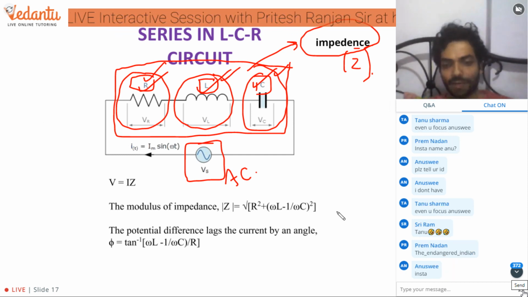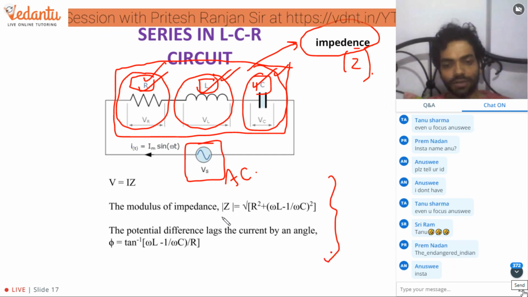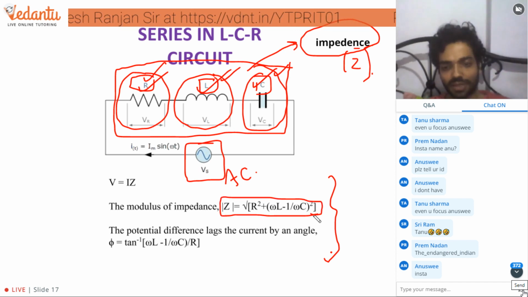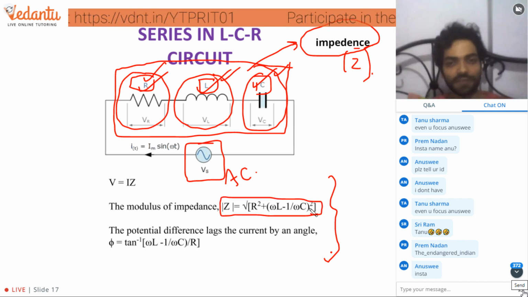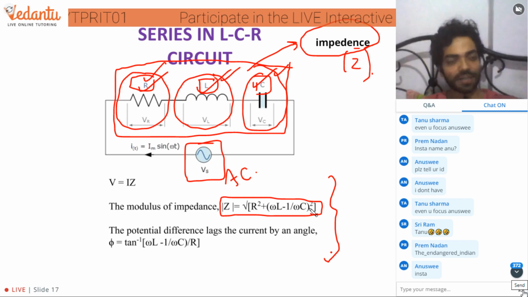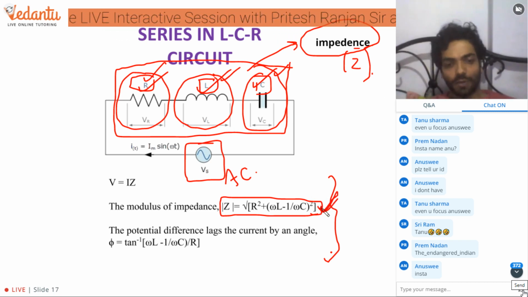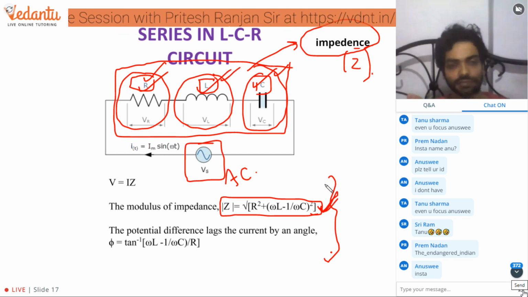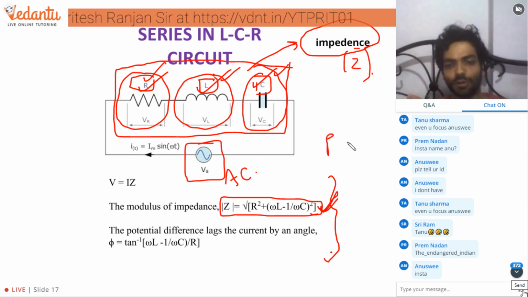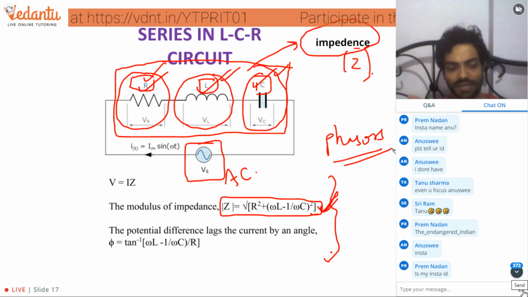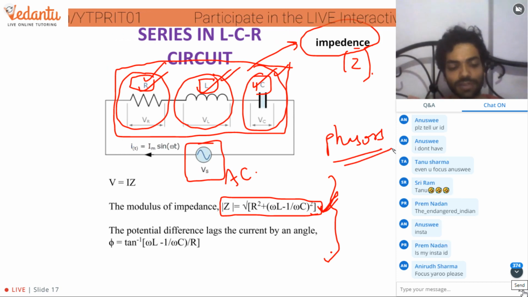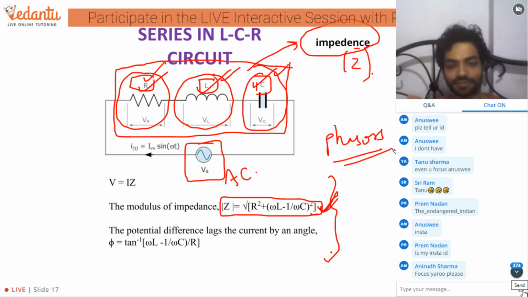Again, I am repeatedly telling you about all these equations. Although I have written them over here, it's not possible to cover everything in a single session. This is a basic demonstration, but all these equations and formulae will be very clear when you go through phasors. Phasors are very important in order to explore alternating current.